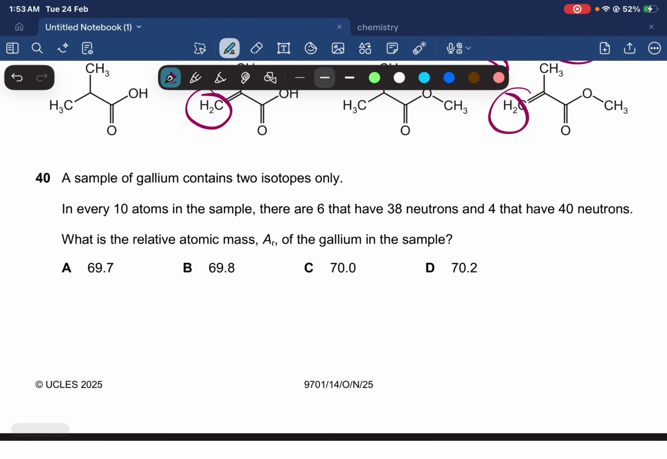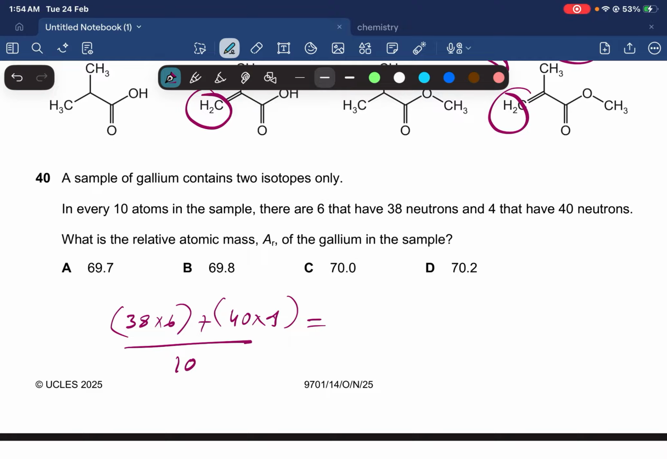Okay, a sample of helium contains only 2 isotopes. Every 10 atoms in the sample, there are 6 that have 38 neutrons and 4 that have 40 neutrons. Total abundance 10. 38 times 6 plus 40 times 4. What is the relative atomic mass? Just solve this and you're going to get it. 38 times 6 plus 40 times 4 upon 10.